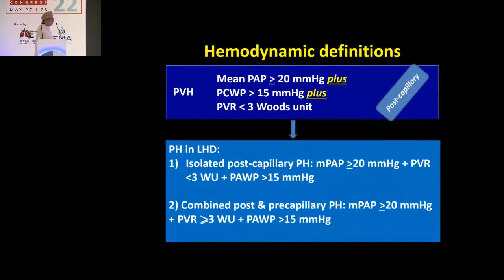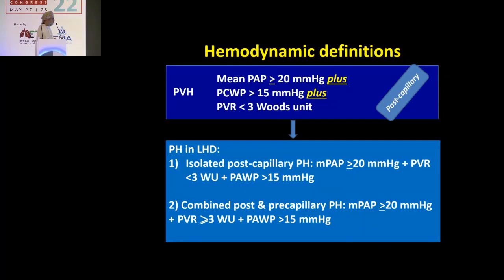And we see more details about post-capillary PH, which is very debatable and possibly the most common pulmonary hypertension. That is in patients with left heart disease. They call it isolated post-capillary when the mean pulmonary pressure is 20 or more, plus PVR is less than 3, and the wedge pressure is more than 15. Whereas in combined post- and pre-capillary PH, the mean pulmonary pressure is 20 or more, PVR is more than 3, and the wedge pressure is again more than 15 as in post-capillary.